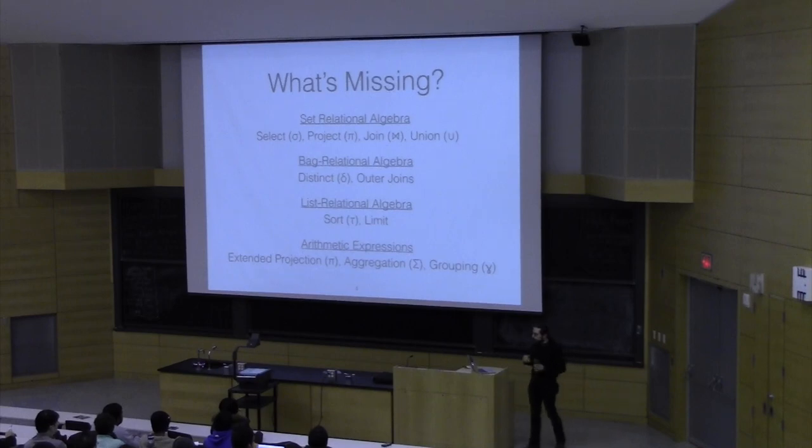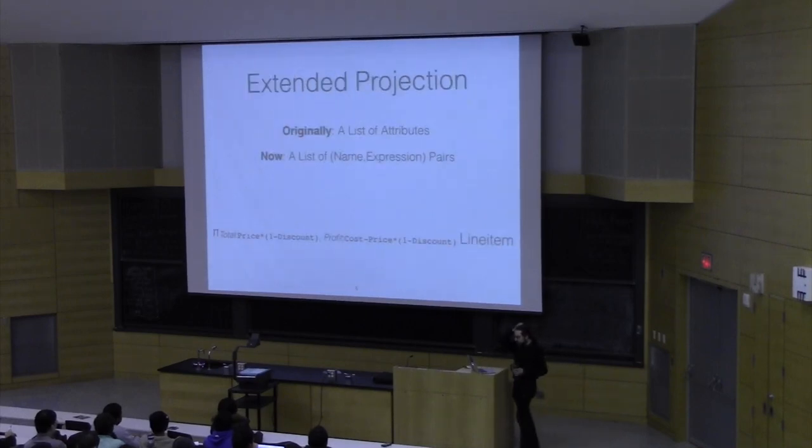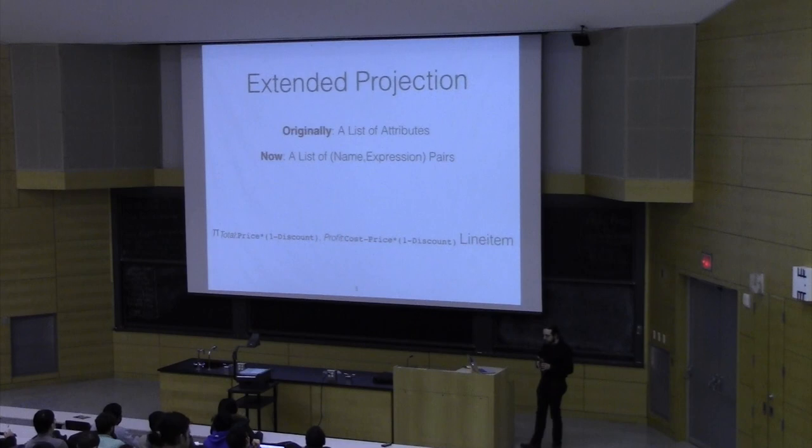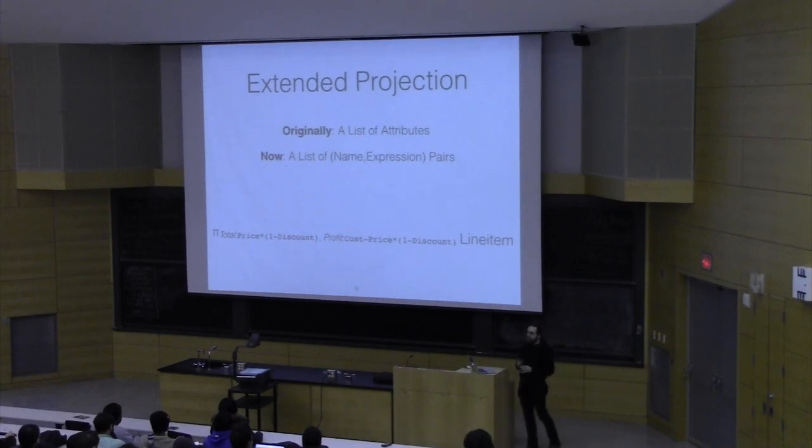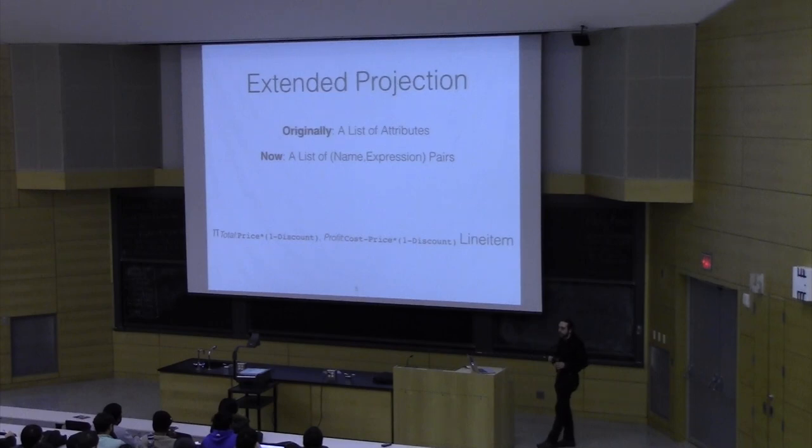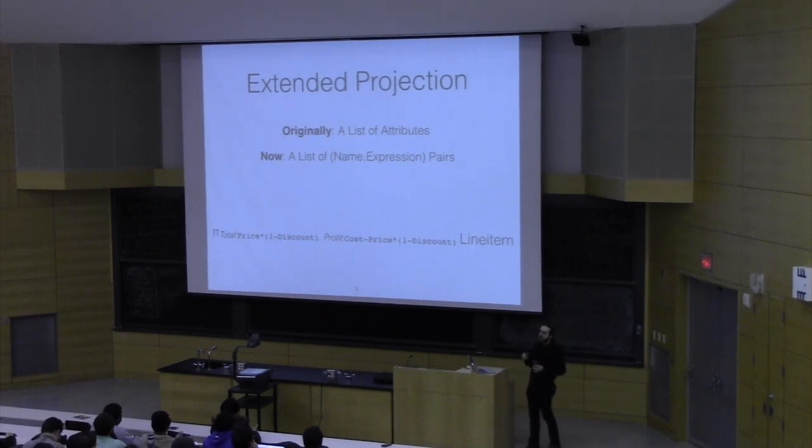Great. So we talked about extended projection, and I have a little example that might make this a little more clear. Extended projection is like a projection in that it has a list of attributes that it produces as an output, but unlike the standard projection, an extended projection defines each of these outputs by an arithmetic or just some sort of function computed over the row of the inputs.